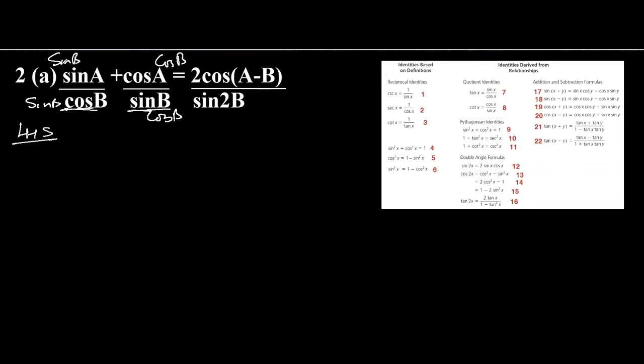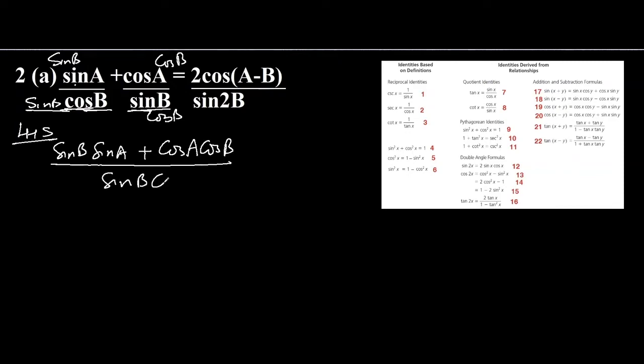So what I'm left with here: sine B sine A plus cos A cos B, and that denominator, both of them are multiplying, so it will be sine B cos B. Alright, so on the right side we already see it is sine 2B. That means our identity number 12 will give us sine 2B if we have 2 here. So let's forcibly write a 2 here, and we will write a 2 on top as well, so that they cancel out and we have not made any difference to the expression. So the denominator is now sine 2B.